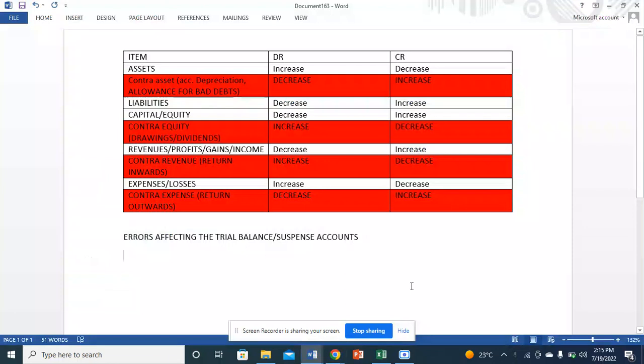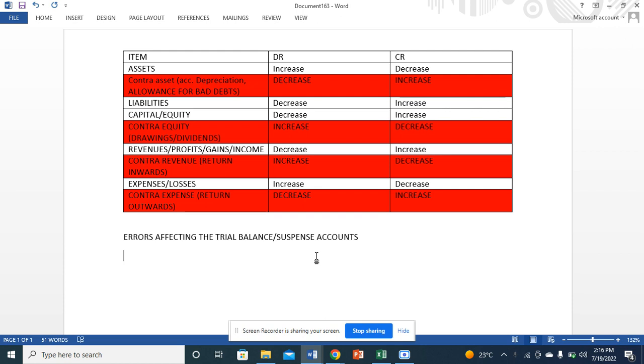All right, so we are looking at errors that affect the trial balance. These are one-sided errors. The errors which we were looking at previously were affecting two accounts, so there was no need for the suspense account. Now, these errors which affect the trial balance are one-sided errors.